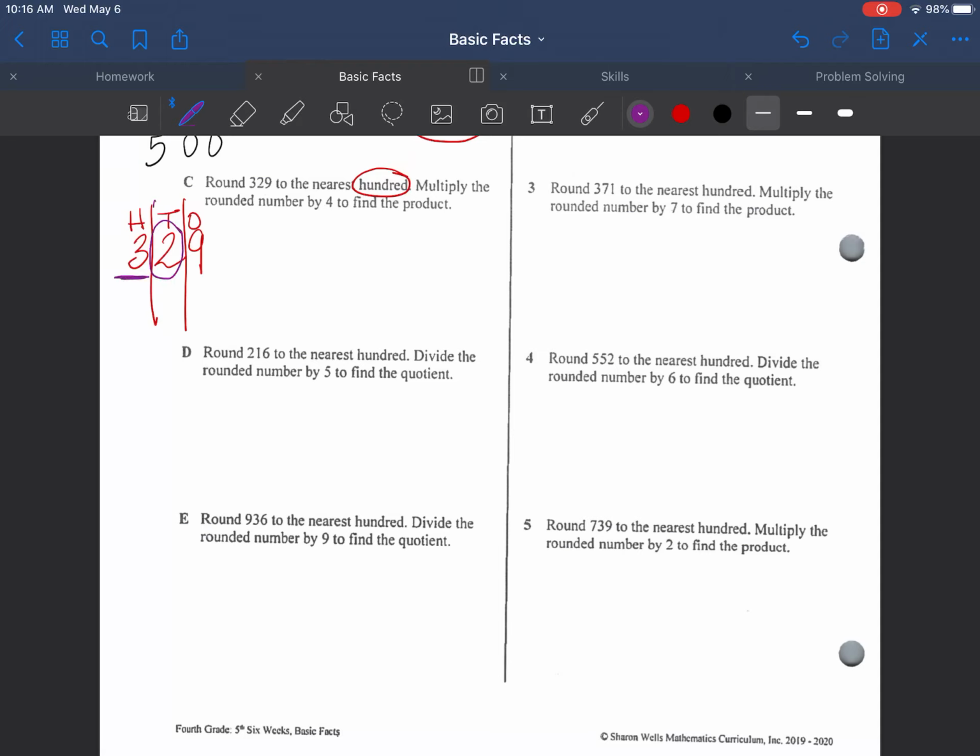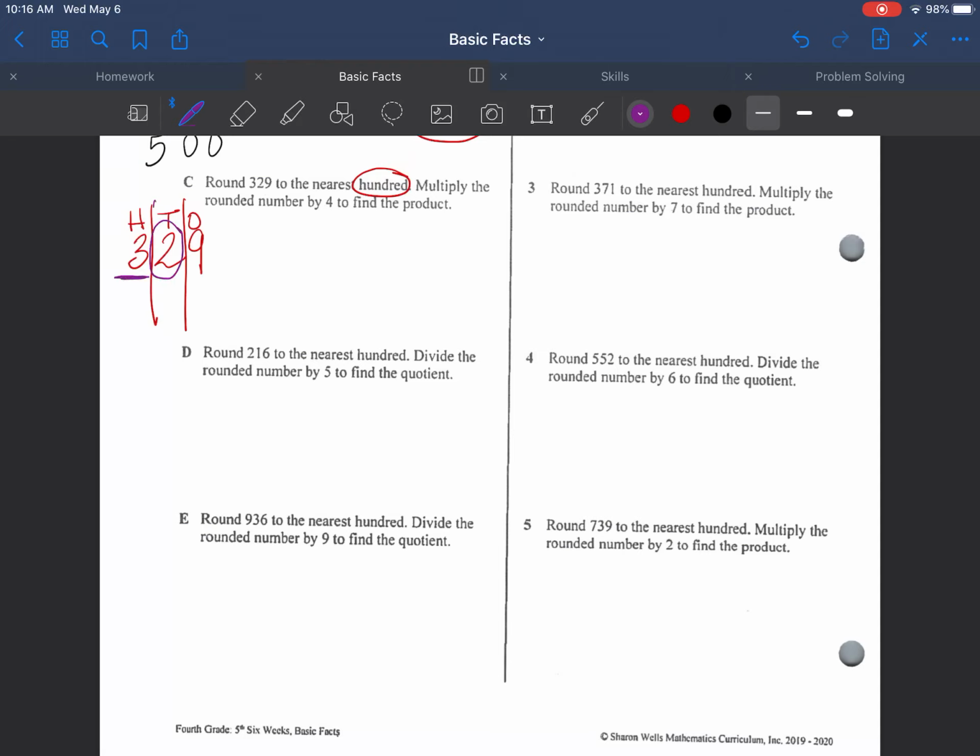Letter D, round 216 to the nearest 100. Remember, circle the number to the right. So it's a 1. So it's going to be 4 or less. Let it rest. Who's going to rest? The 2. And the numbers to the right become zeros.